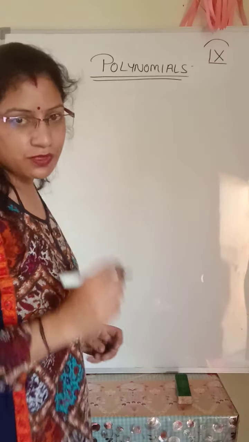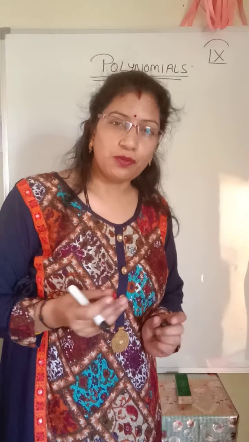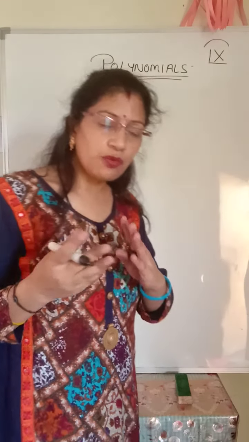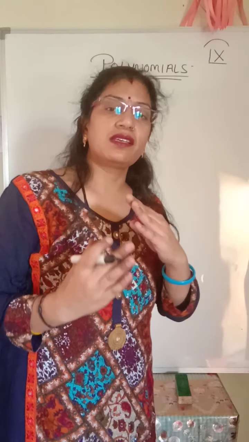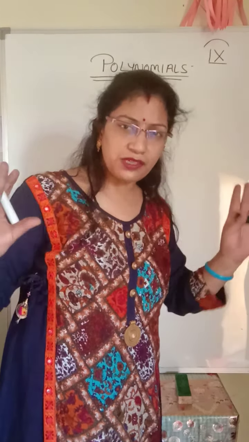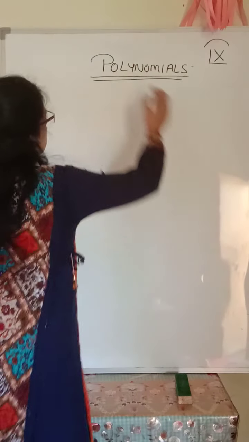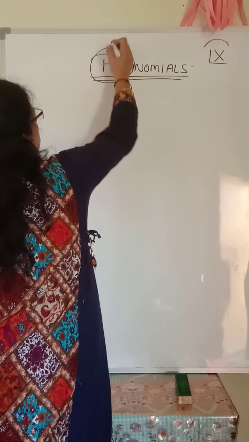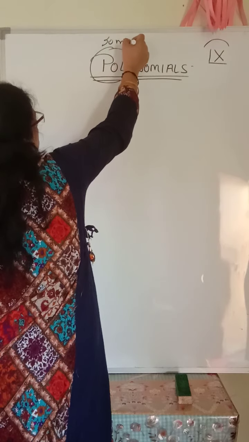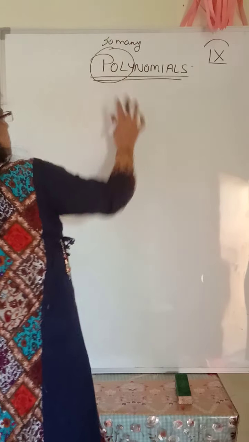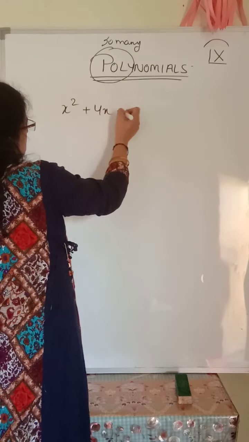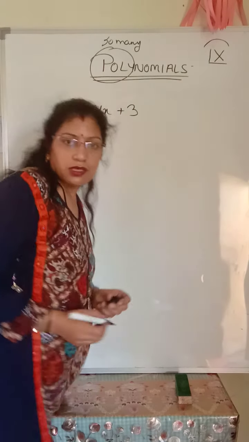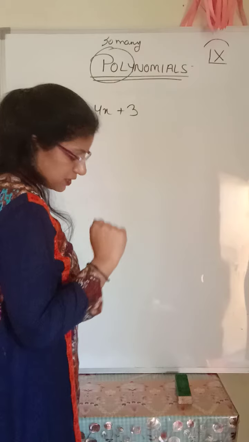So very first, let us find what polynomials are. Poly means so many, nomials means terms. So an algebraic expression which has so many terms is known as a polynomial. Poly means so many, and nomials means terms. Let me take one example: x square plus 4x plus 3. How many terms are there?